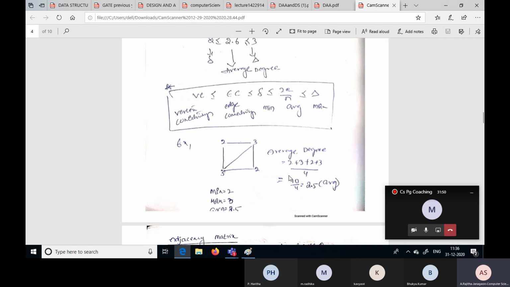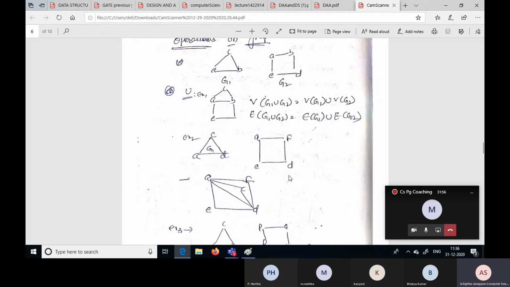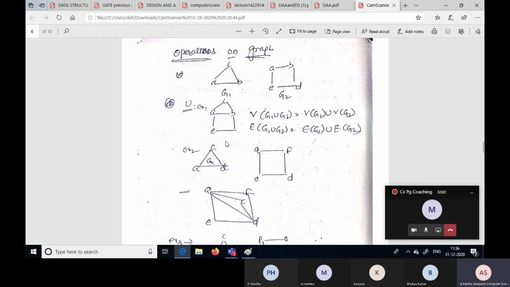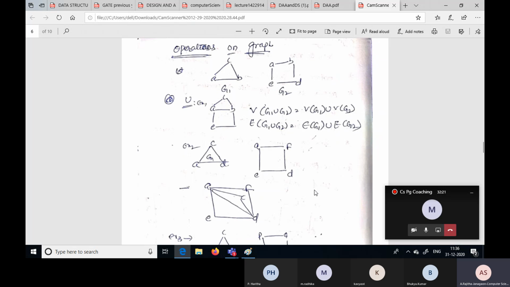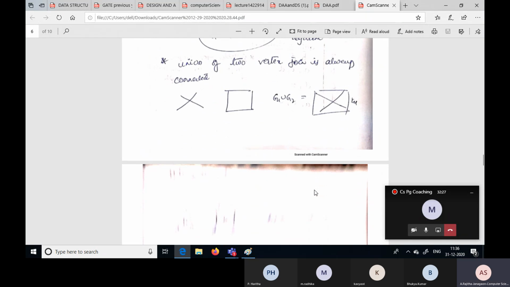Okay. Next, see here, operations on graphs. These are all the operations on graphs. Like on sets, different operations are there. In the same way on graphs also we can do the same operations, that is the union operation as well as the intersection operation. Union, intersection, complement, like this, are all different operations on these graphs.